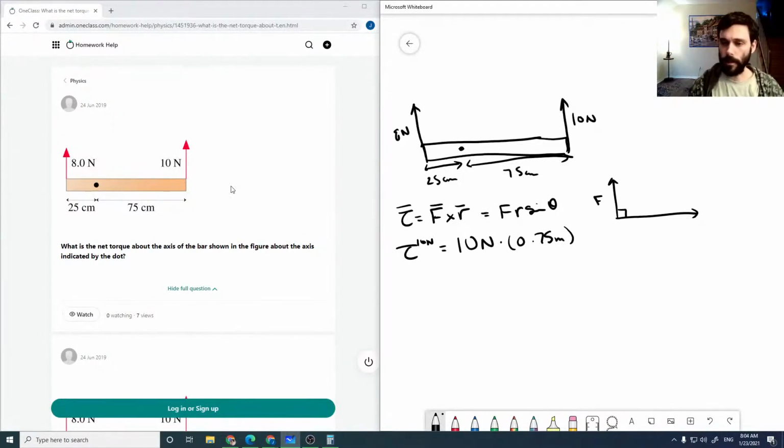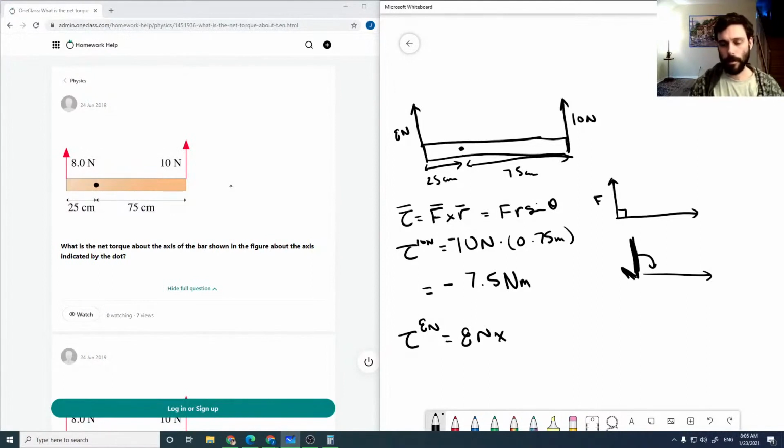We need a directionality though, so for the right hand rule, we point our fingers in the direction of the force, our palm in the direction of the angle towards the R vector, and then our thumb points in the direction of the torque. So in this case, it's into the page, and so I will actually call this a negative torque. So this would be minus 7.5 Newton meters.